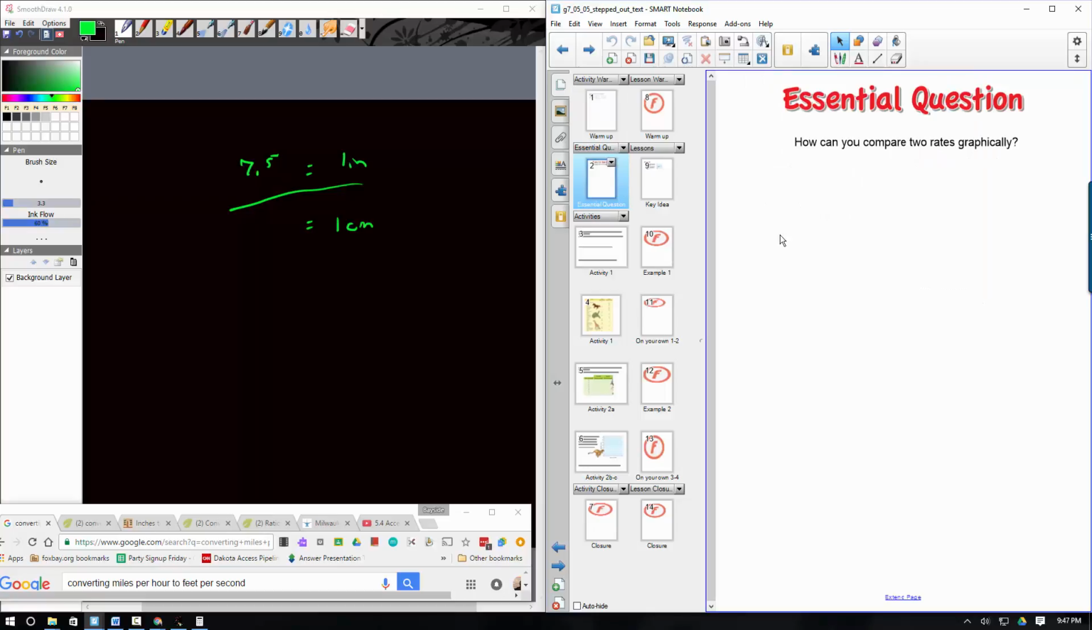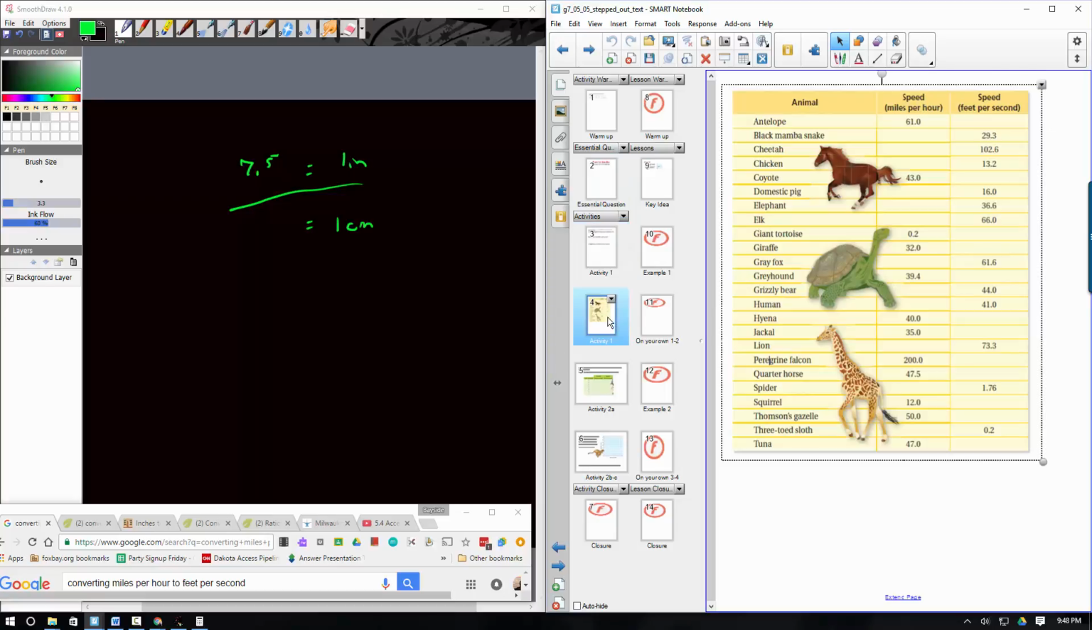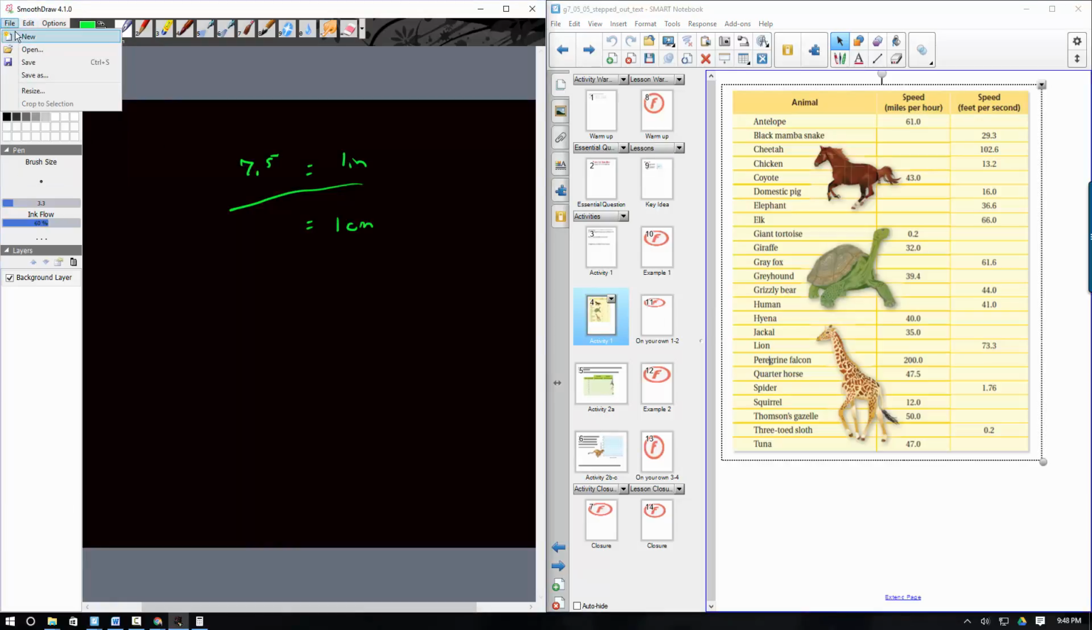So we want to compare two rates graphically. And we're going to be filling out some tables today, working in groups. But I want to show you a couple of things. So the first thing I'm going to do is go from miles per hour to feet per second. So let me just quickly write this down and think about what we're doing.